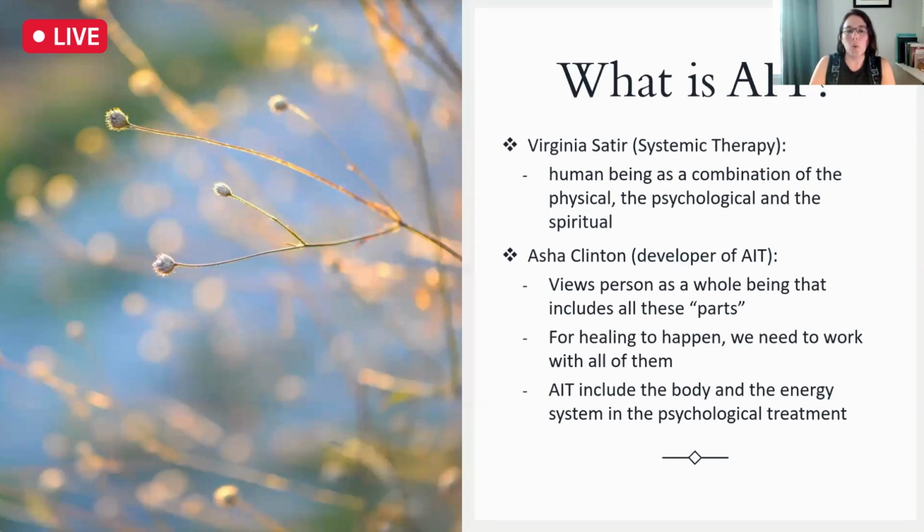So talking a little bit about what this therapy is, I want to tell you a little bit about how we see the person. Virginia Satir is an important systemic therapist. She created the Satir model, and she talked a long time ago about the human being as a combination of the physical, the psychological, and the spiritual. We don't see people as separate parts, like the cognitive is here and the body is here. We see people as a whole. And taking into account that the person is a whole, we need to work with all those parts. So Asha Clinton, who is the developer of AIT, also views a person as a whole being that includes all parts. And for healing to happen, we need to work with all of them. So AIT includes the body and the energy system in the psychological treatment of trauma and its consequences. So we use all these tools to target psychological issues, including all the parts of the person.